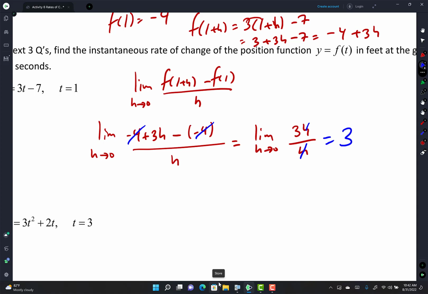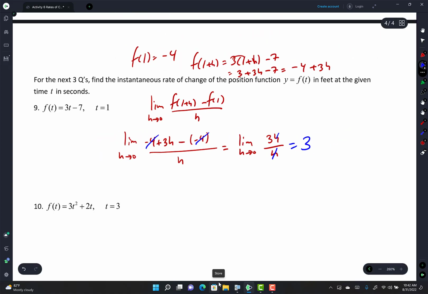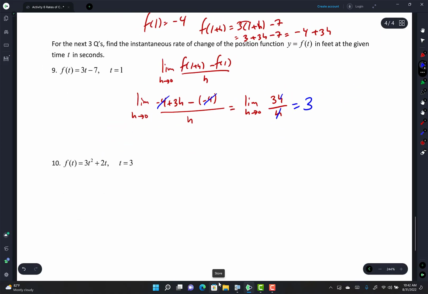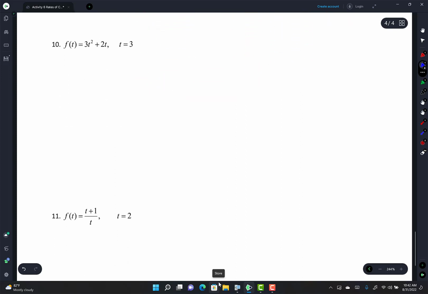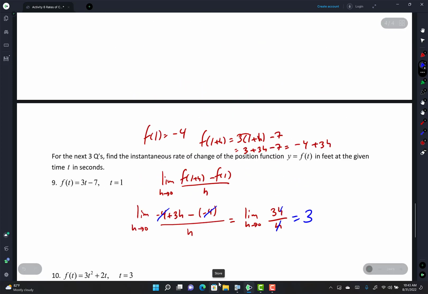How do we feel? All right, 10's not going to be like that, that one you have to do. They have different slope values and different values. 11 you've got to do. All right, guys.